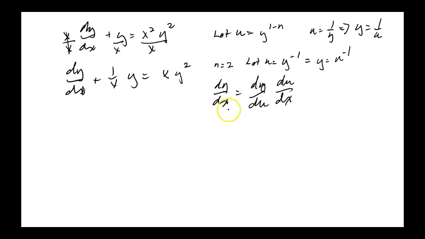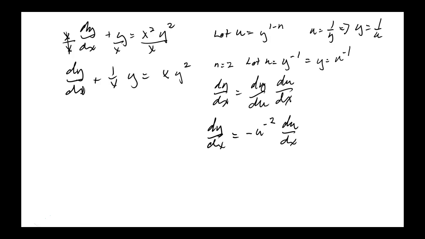So your dy du then would be, so dy dx is equal to, take a derivative of that, that'd be a minus u to the minus 2, right? That's dy du times du dx. Okay? Make sense? All right.